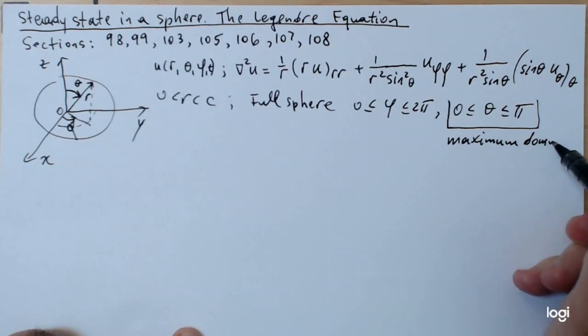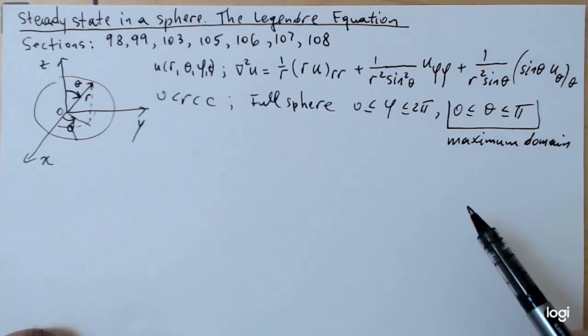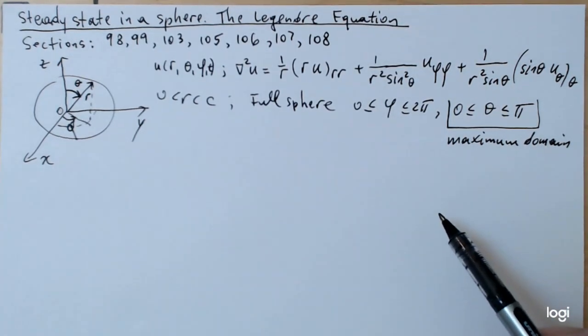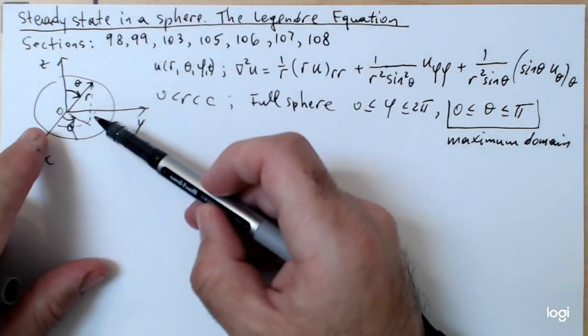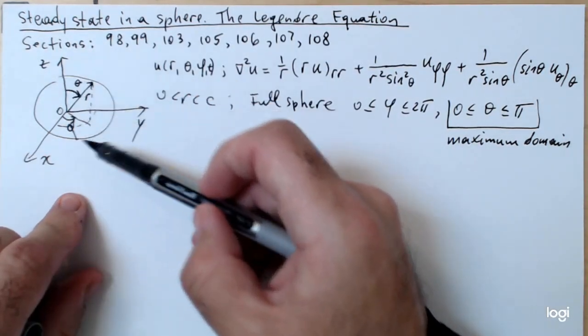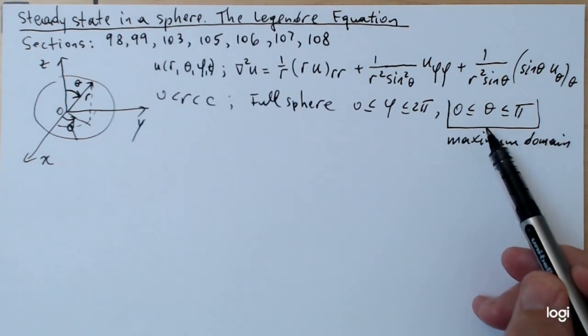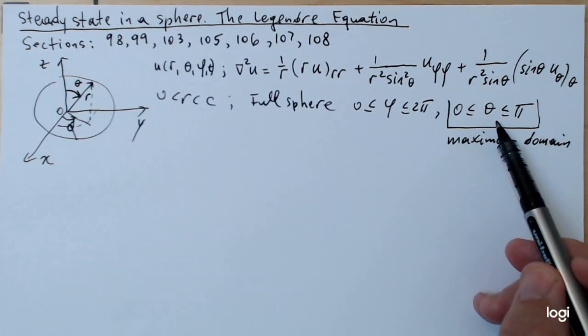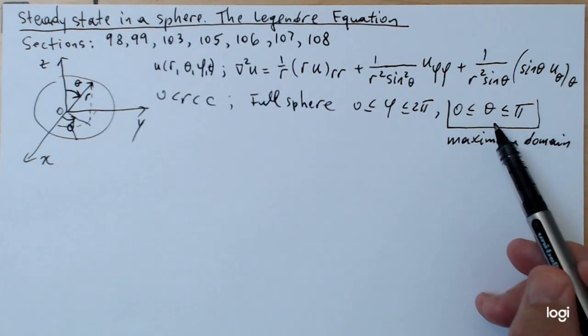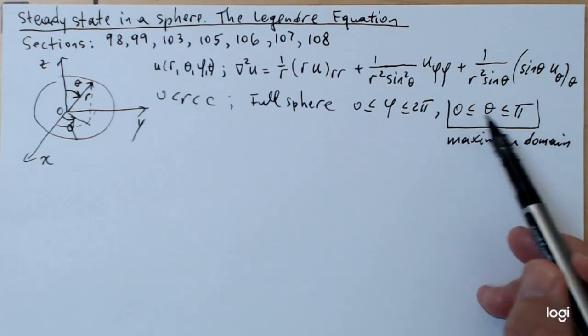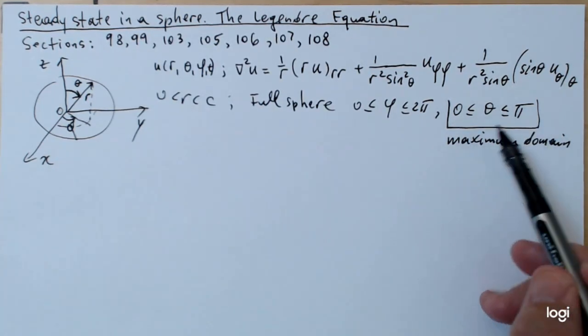I'm calling it the maximum domain because in some other problems you may have only a portion of the sphere. Let's say the object is a hemisphere, or maybe a quarter of a sphere, depending on the situation. In that case, the domain for theta will be smaller than 0 to pi. But this is the maximum domain. So for a full sphere, this is the domain for theta.